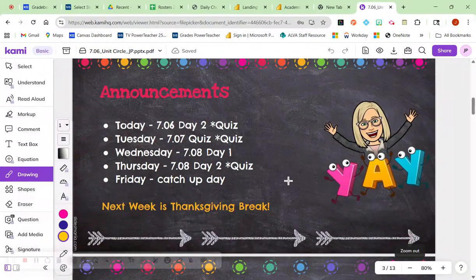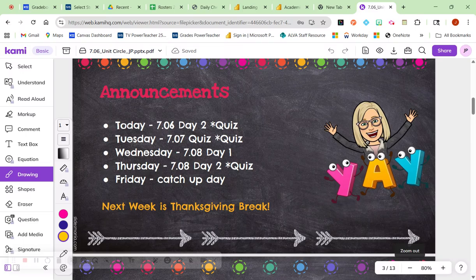This week you actually have 3 quizzes. Last week I think you only had 1, so it looks like we kind of doubled up this week. Monday, 7.06 day 2. 7.06 was a long module. We broke it up into 2 days, and the quiz was assigned for Monday. Tuesday is module 7.07 with a quiz.